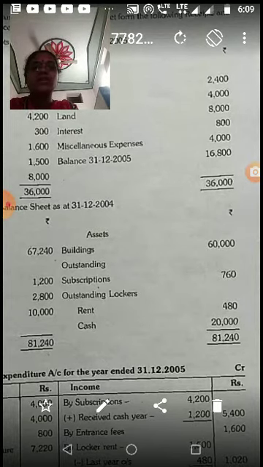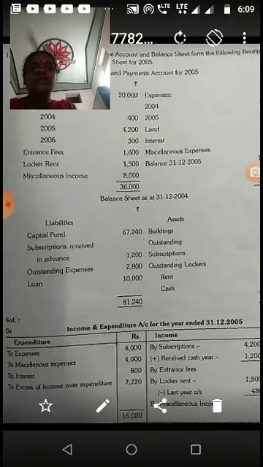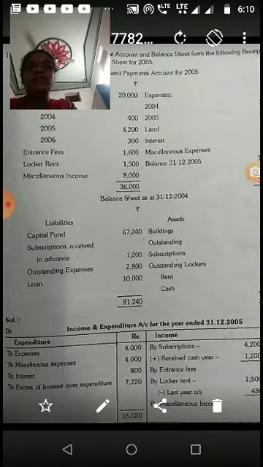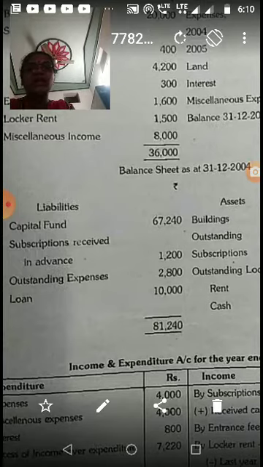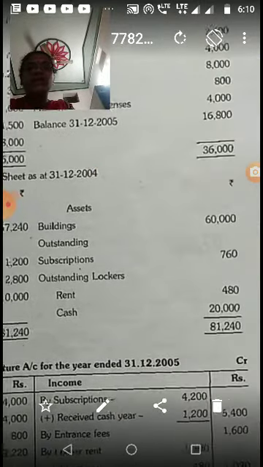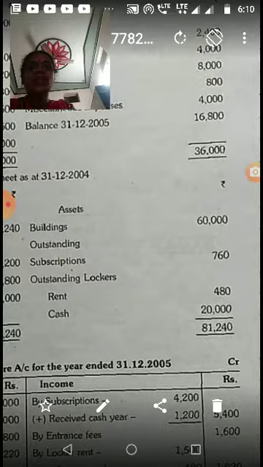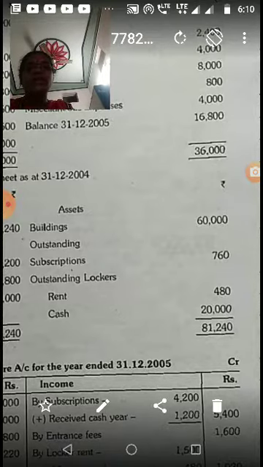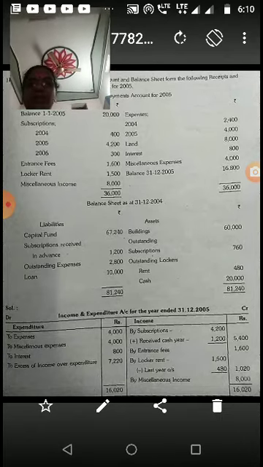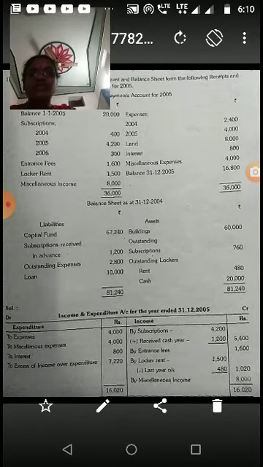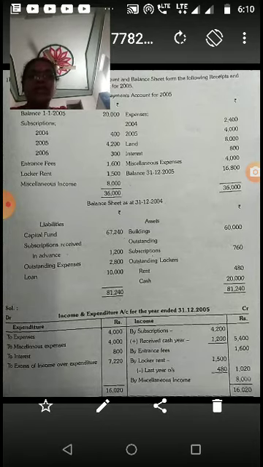So 36,000. Now balance sheet 31st 12 2004 means last year balance sheet. Here capital fund is 67,240, subscriptions received in advance that is 1200, outstanding expenses that is 2800, loan 10,000, so total is 81,240. Assets side, building 60,000, outstanding subscription 760, outstanding locker rent and cash 480, 20,000, 81,240.